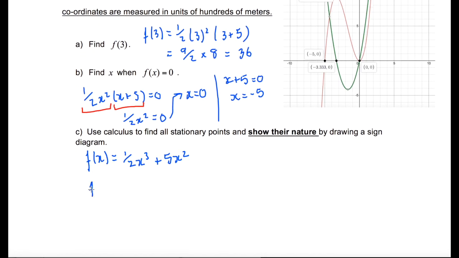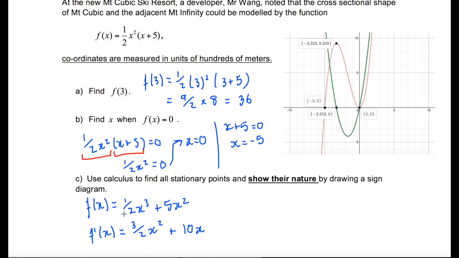Okay, now f dash of x is going to be equal to 3 on 2 x squared plus 10x. Have I done that right? 3 on 2 x squared plus 5x. My bad. This part here, as I expand the half in, should be 5 on 2 x squared. Alright, so f dash of x equals 3 on 2 x squared plus 5x.